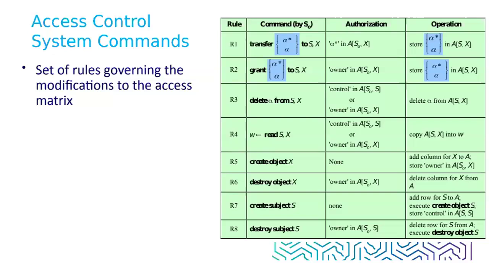So please remember the access control system commands. They define the secure procedures for modifying an access matrix. By controlling how permissions are transferred, granted, revoked, and how subjects and objects are created or removed, these commands ensure that the authorization policies remain accurate, consistent, and protected from unauthorized changes.